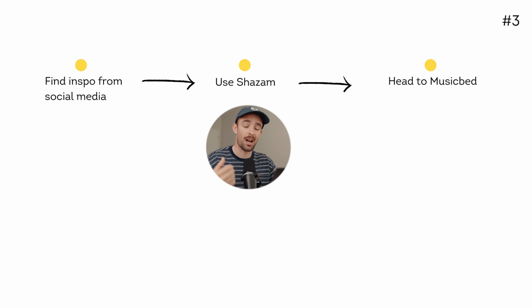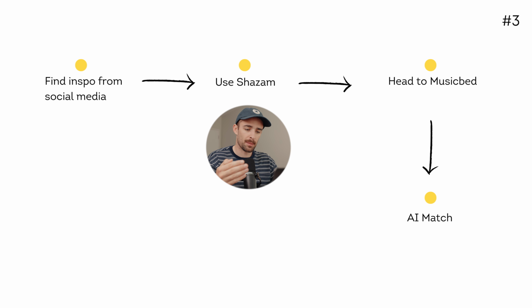Then head to MusicBed. I use MusicBed, but you can use Artlist or any of the major royalty-free music licensing platforms that are all going to have this feature that I'm about to go through, which is AI matching. I think MusicBed calls it search by song. Artlist will call it something different, but what it does is allow you to plug in any song and it will find you similar songs within its library that you can use.